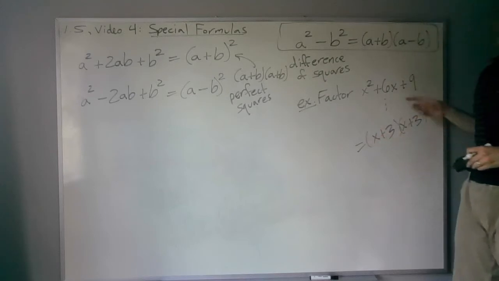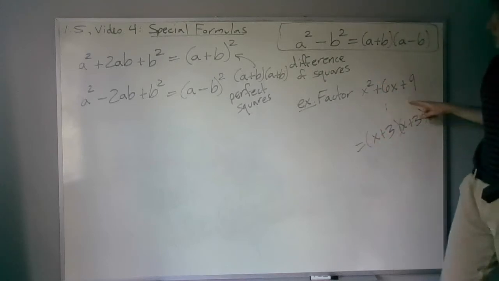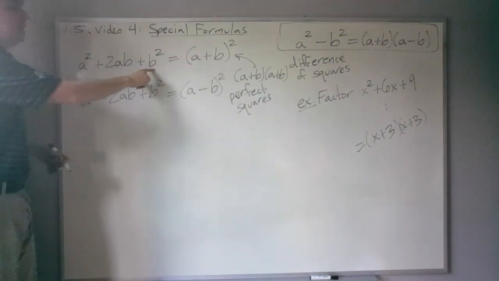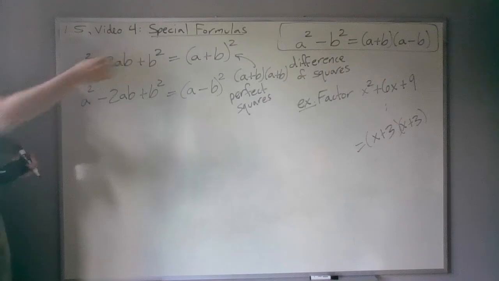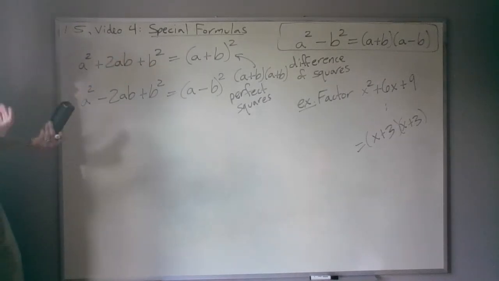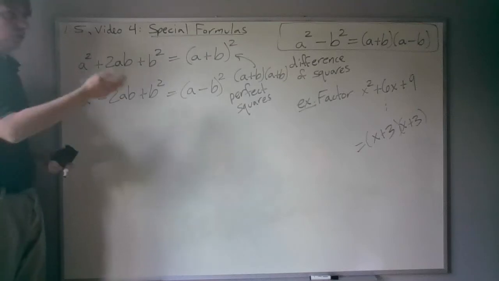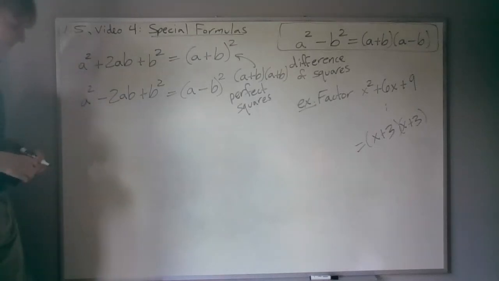Alternatively, if I happen to spot that this is the same as this formula for a is x and b is 3, then great, I can use that formula. But it probably would have been quicker and easier, or just as easy, to just factor normally. Okay.